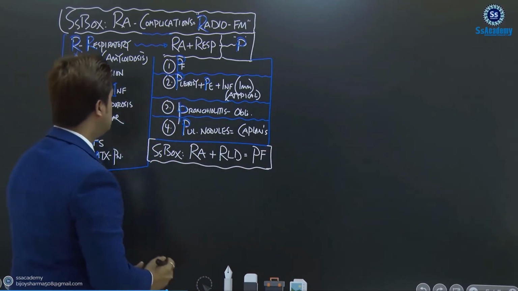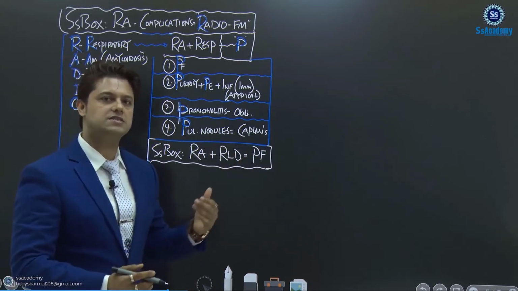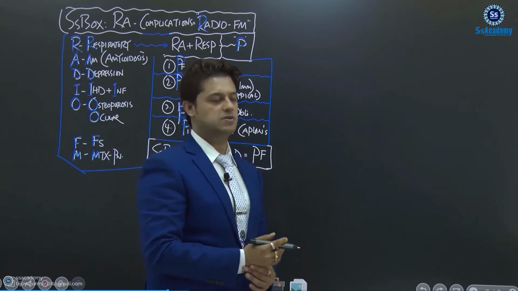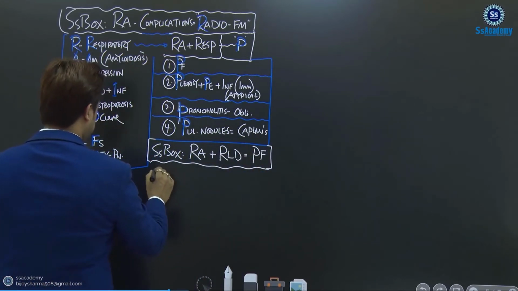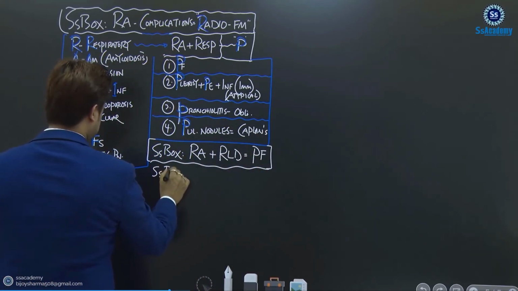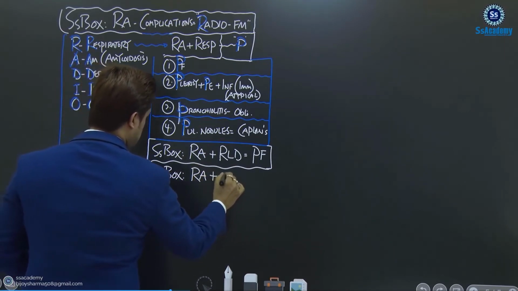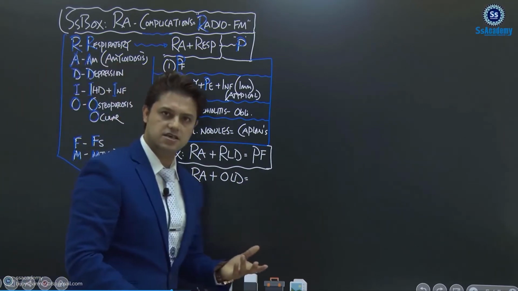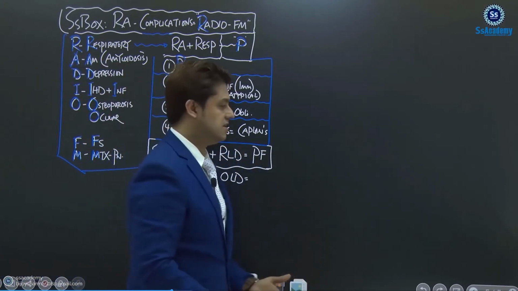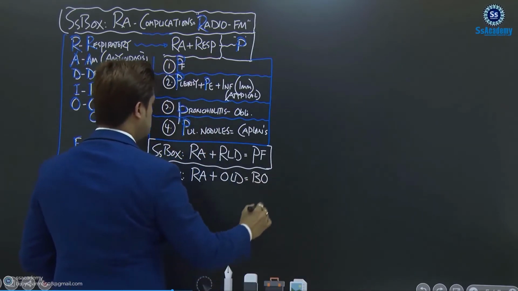Yes, my dear. What I said? Rheumatoid arthritis with RLD, the diagnosis is pulmonary fibrosis. Another box, my dear, I am writing: rheumatoid arthritis, similarly, OLD, my dear, means the obstructive lung defect on pulmonary function test. Diagnosis, bronchiolitis obliterans.